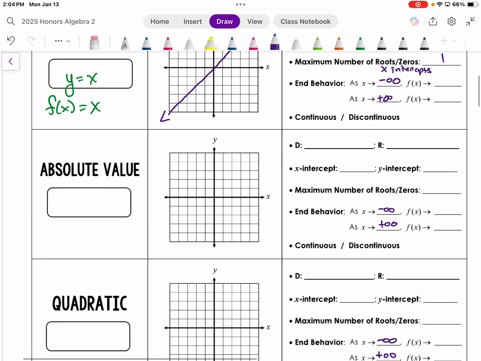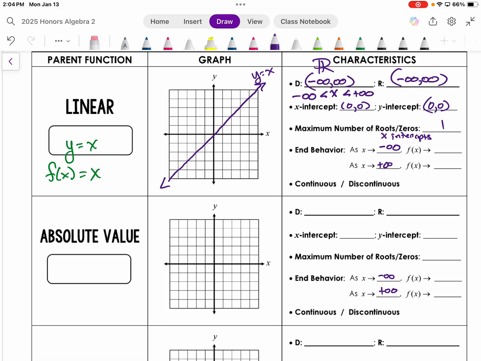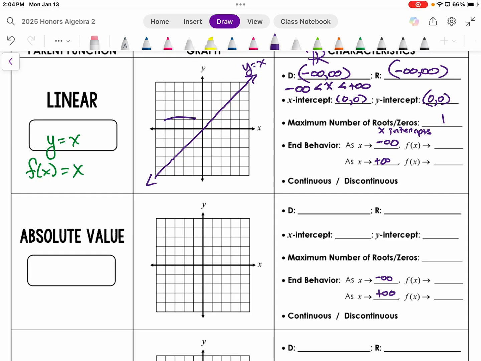What's the y doing? So what do we notice on our linear function as we go out to the left? Where is it going? As I go out to the left, what is it doing for a y value? Yeah, it's going down. So the left side is going down to negative infinity. What about the right side? As I go out to the far right, I'm pointing up to heaven. So it's going to positive infinity.